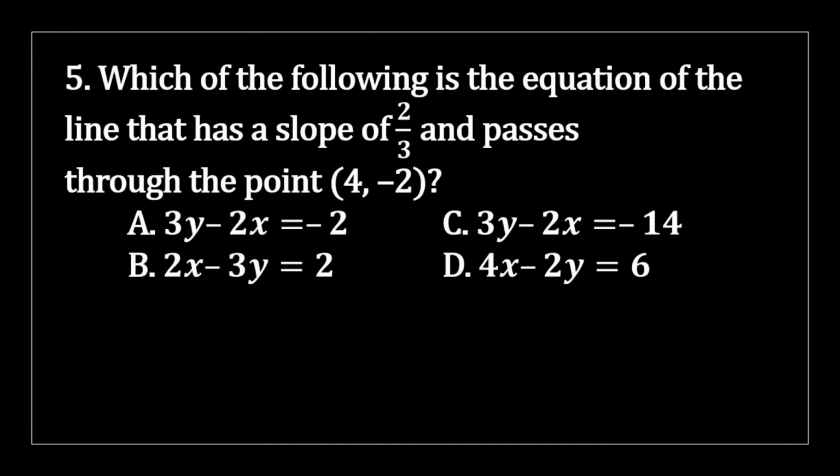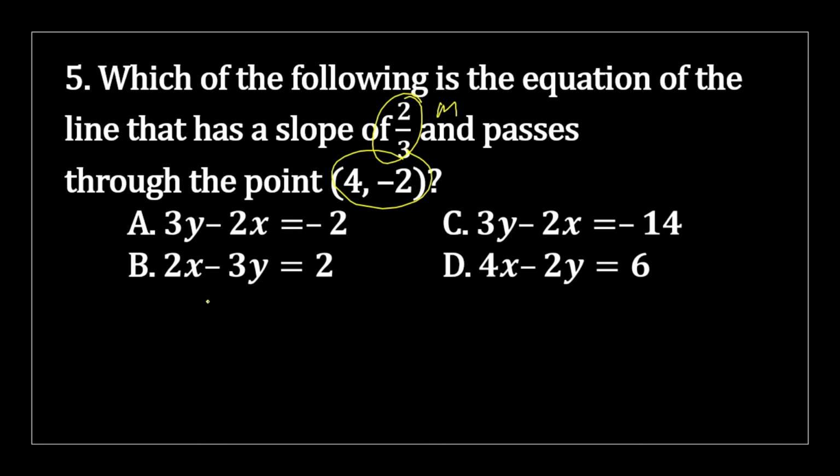Question number 5. Which of the following is the equation of the line that has a slope of 2 over 3 and passes through point (4, -2)? So to answer this, let's consider our given: 2 over 3 is the slope, and this is a certain point. So we will use the point-slope formula.